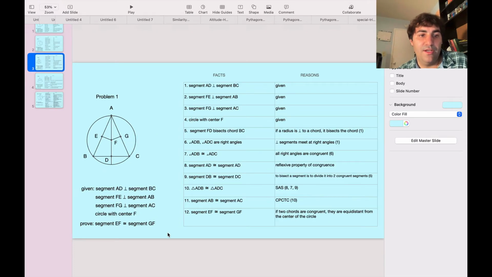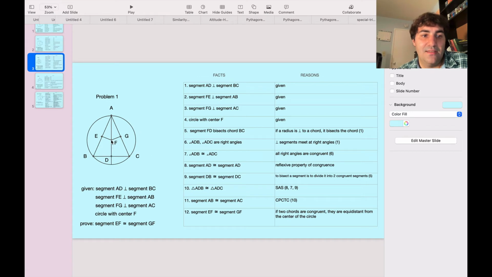Let's do problem 1 here. Given segment AD is perpendicular to segment BC, segment FE is perpendicular to segment AB, segment FG is perpendicular to segment AC, and we have a circle of center F. Prove that segment EF is congruent to segment GF. So we write down what we know, and we know if a radius is perpendicular to a chord, it bisects the chord. So segment FD bisects chord BC.